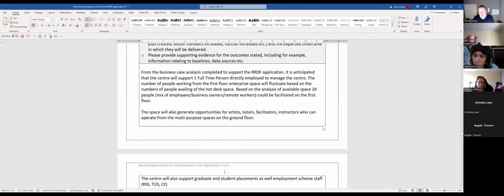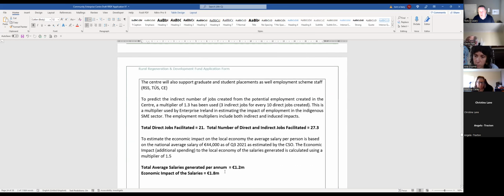We then quantified the economic impact. We said there'd be 21 jobs created there. For every 10 direct jobs created, there are 3 indirect jobs, so the indirect jobs would be 27.3 in total. We looked at the salaries that would be created in the building, based on the average salary in Q3 2021, which was 44,000 euros. We then multiplied the number of jobs by the salary and said that the average salary generated per annum in the building was 1.2 million. Okay.